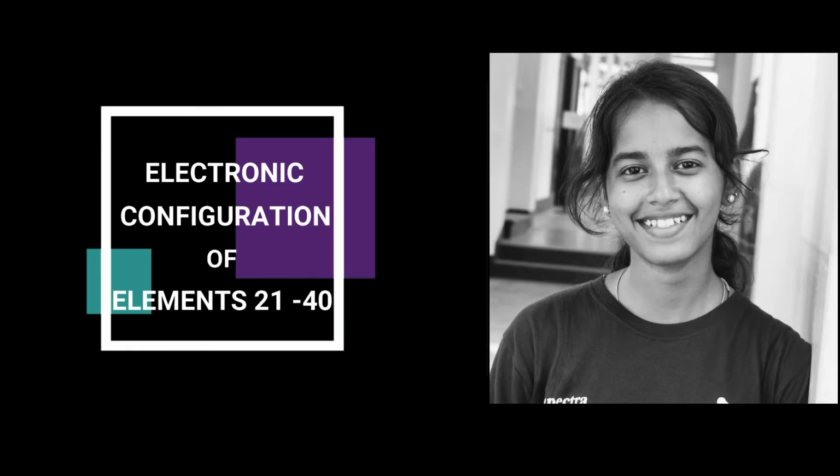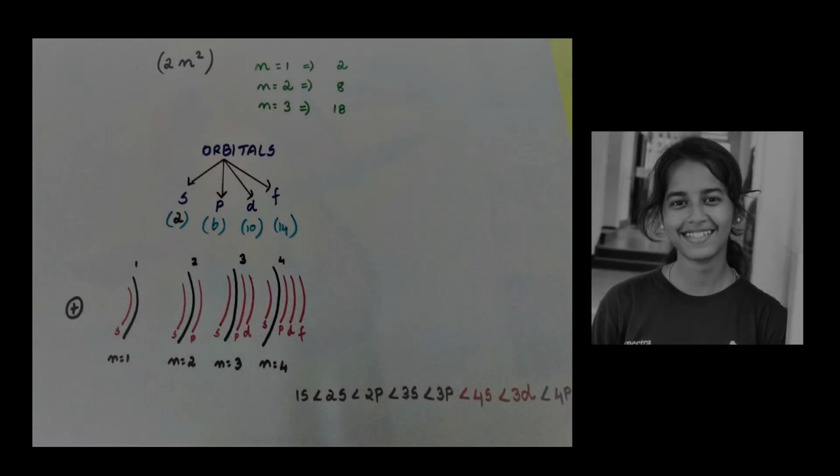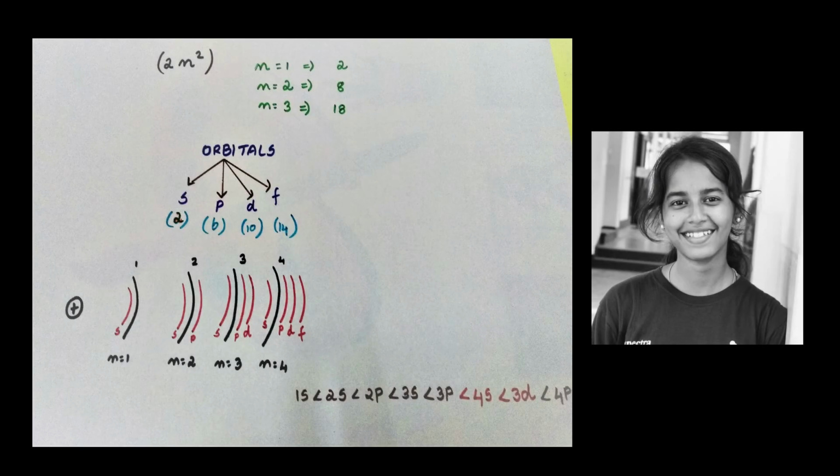Now we are going to see how to write the electronic configuration of elements. The Bohr-Bury rule says that the maximum number of electrons that can be accommodated in a particular orbit is given by 2n square. This is an explanation with regard to Bohr's atomic model. Consider orbit number 1. Let n be equal to 1. So n square is 1, and 2 into 1 is 2. So the maximum number of electrons that can be accommodated in the first orbit is 2.